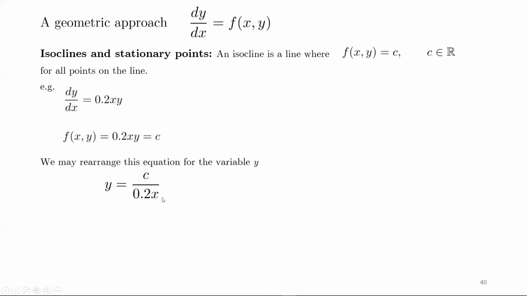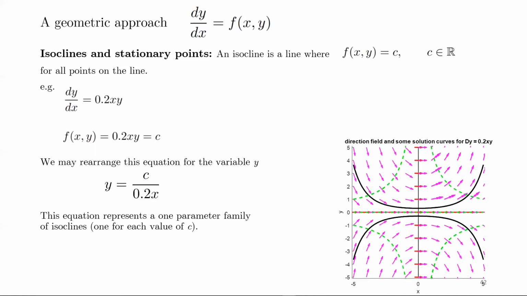Of course, you have to be careful that this equation is defined. So this is obviously not defined for x equals 0 because we're dividing through by 0 there, so there's a problem there. Okay, so this equation represents a one-parameter family of isoclines. Whatever value of c we choose, we're going to get a different isocline.